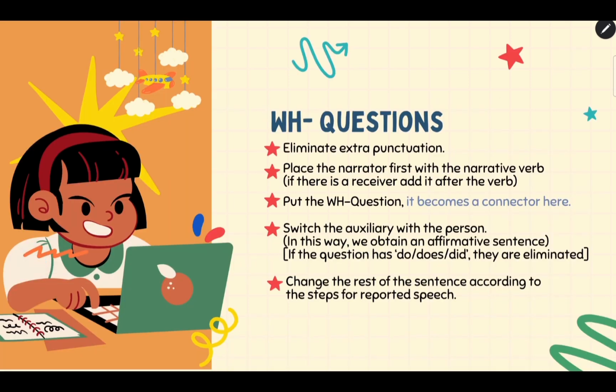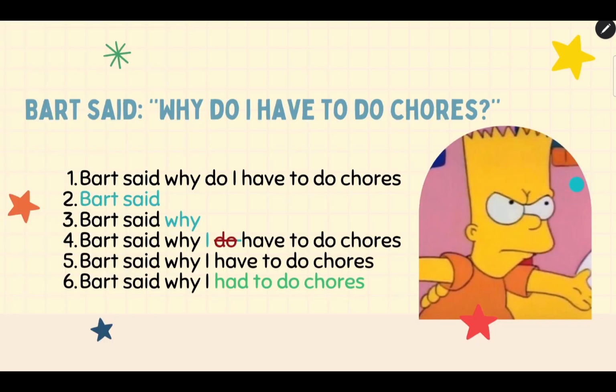Let's continue. Switch the auxiliary with the person. In this way, remember that we have then an affirmative sentence. But if the question has do, does, or did, we have to eliminate them, right? Let's see now. We have the auxiliary "do." So now, we have Bart said why. And remember that we need to change the auxiliary and the subject. So "do I," it is a question.